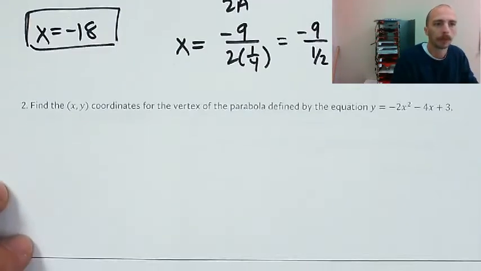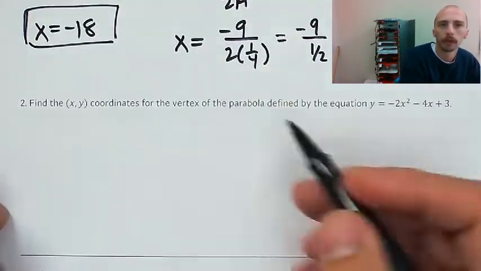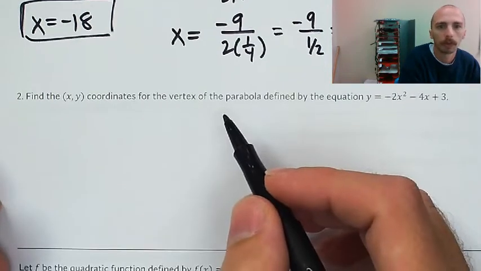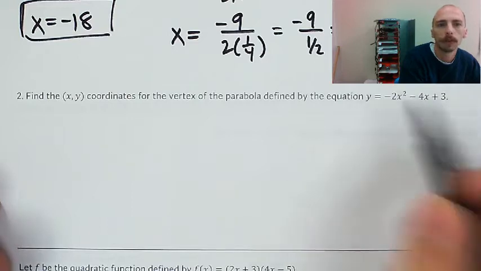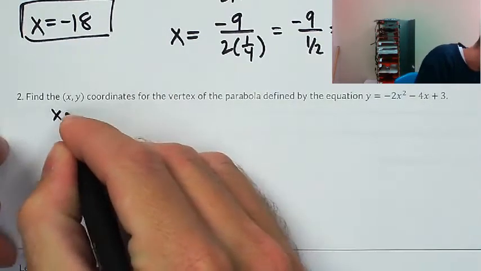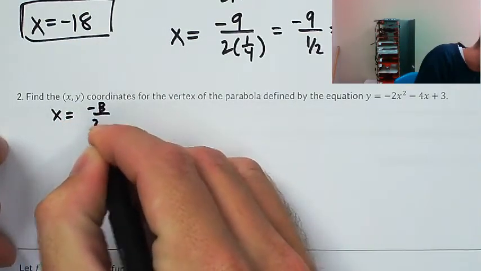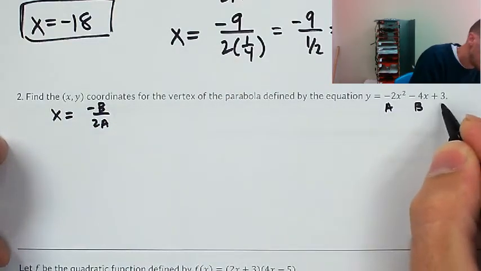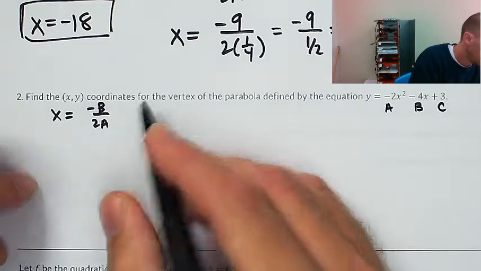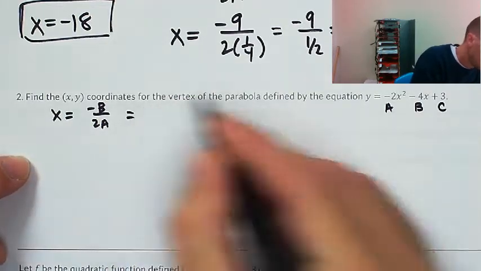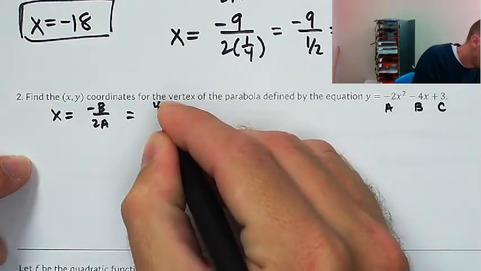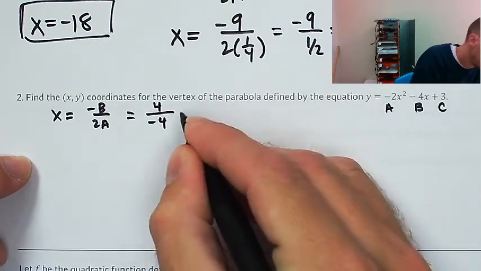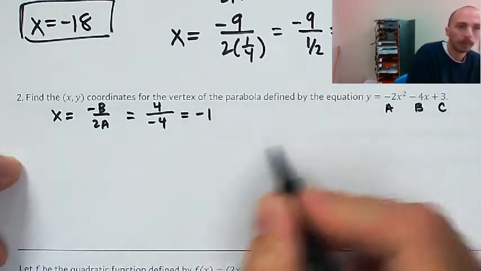Now we're going to find the coordinates of the vertex. We start with x equals negative b over 2a because that's the x coordinate of the vertex, then we'll plug that x value in to find y. Here a is negative 2, b is negative 4, and c is positive 3. So that's the negative of negative 4 divided by 2a, and 2 times negative 2 is negative 4. So x equals negative 1.